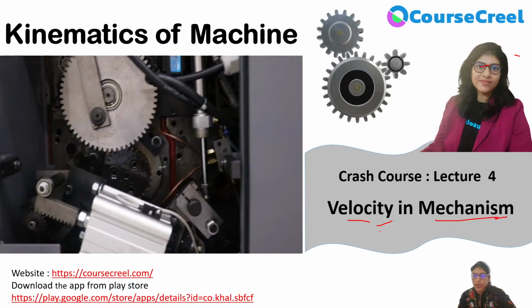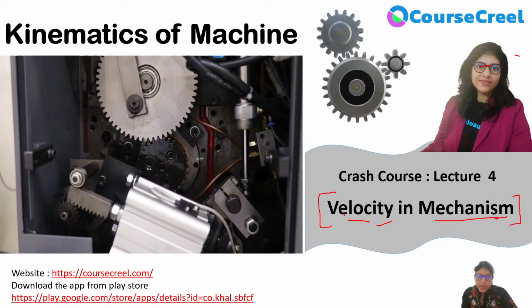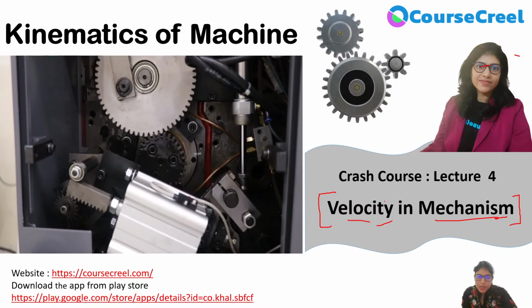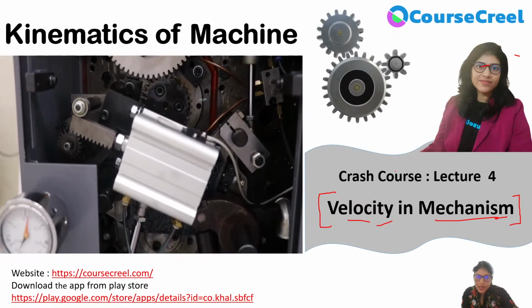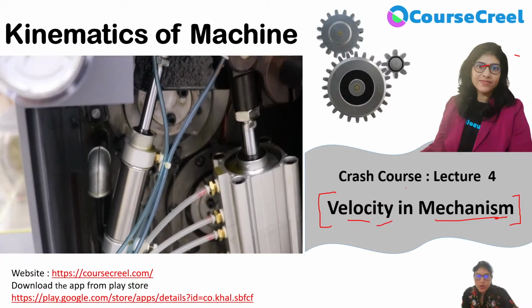So initially we are going to take the topic which is velocity in mechanism. Okay, so this is the basic concept of velocity in mechanism, why we are going to learn this. If you have seen any machine, like here in this diagram, you can see there are a number of parts. Here one part is moving with respect to another part and there are so many parts connected to each other. So this is also a type of mechanism.